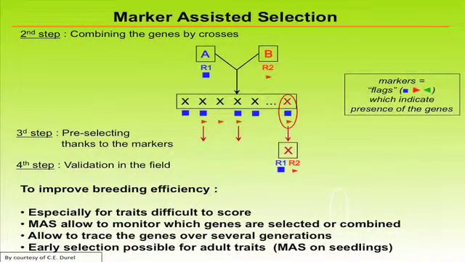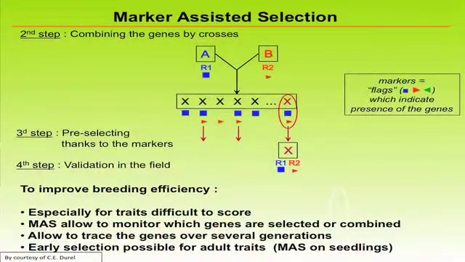The second step is to combine the genes by crosses. We have in the progeny different individuals, and thanks to the genotyping work, we have the possibility to apply markers, which are sort of flags that indicate the presence of the genes. We can select such an individual, for example this one, with the right marker indicating the presence of the genes of interest. So the first step is this work of pre-selection, and we have, of course, to validate in the field.